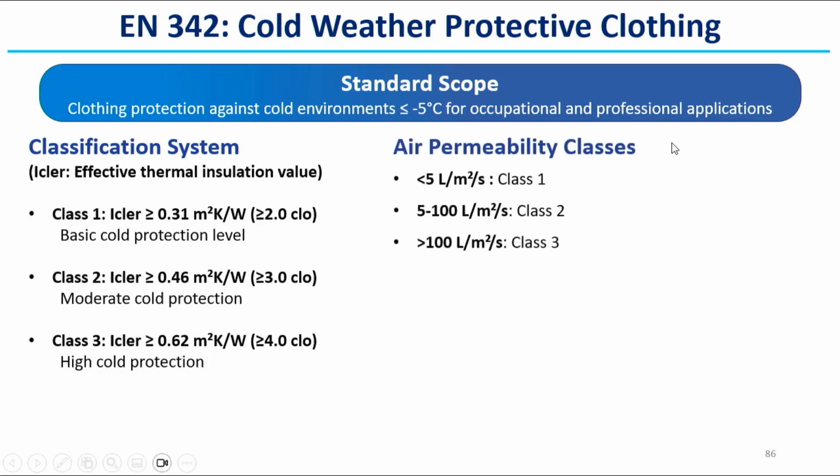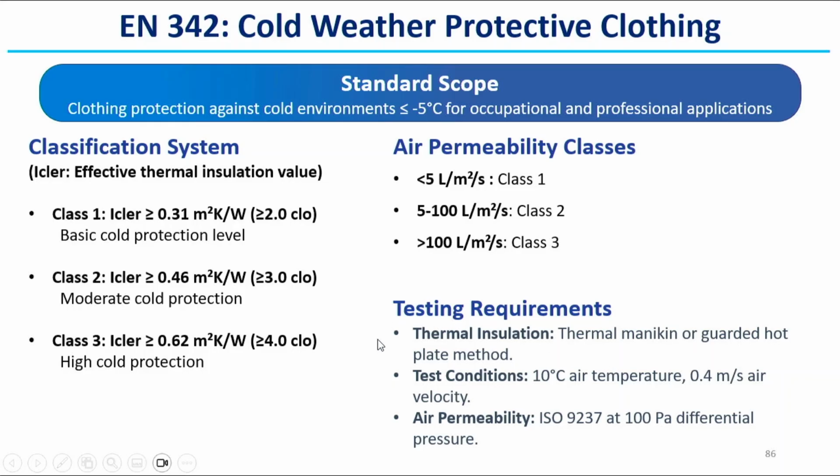And air permeability classification, class 1. So, it should be less than 5 liter per square meter per second, and for class 3, air permeability should be more than 100 liter per square meter per second. So, very porous. So, that we have to see, what our requirement is, accordingly we have to select our clothing. And testing requirement: thermal insulation is measured as per EN 342 with thermal manikin or guarded hot plate, and the test condition is 10 degrees Celsius, and air permeability by ISO 9237 method. Okay.